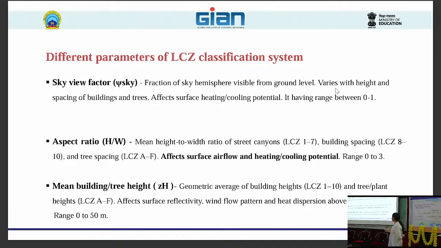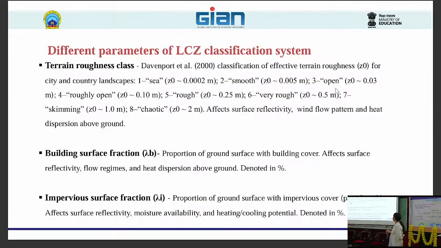Then mean building height is just the height for an area. Roughness class is again about the height of the buildings and what kind of roughness they are creating on the surface, and to what extent. That is the roughness class.